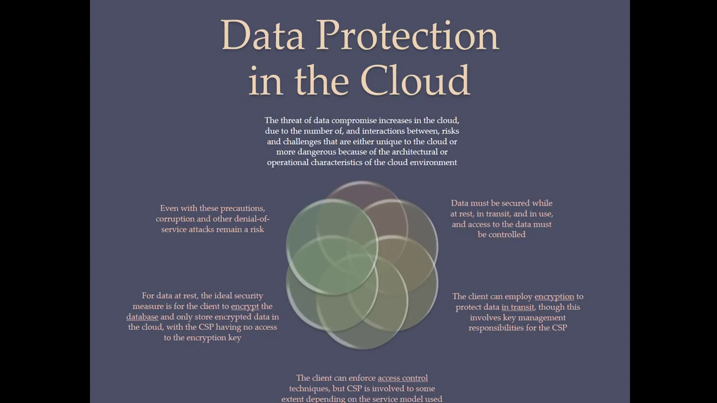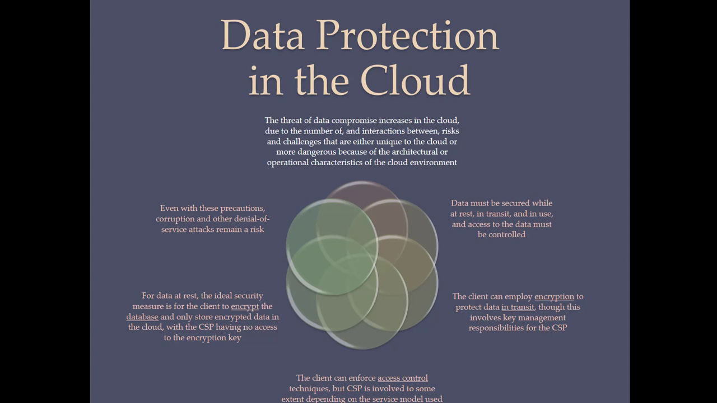Then, for data protection in the cloud, mainly we have to make sure that the data is secured while it is at rest, in transit, or in use, and access to data must be controlled. While transmitting, data must be encrypted by the cloud service provider. We must also ensure access control, so that only legitimate users can access data. And if you are the client, you have to make sure that you are encrypting your data when saving it in the cloud, right?